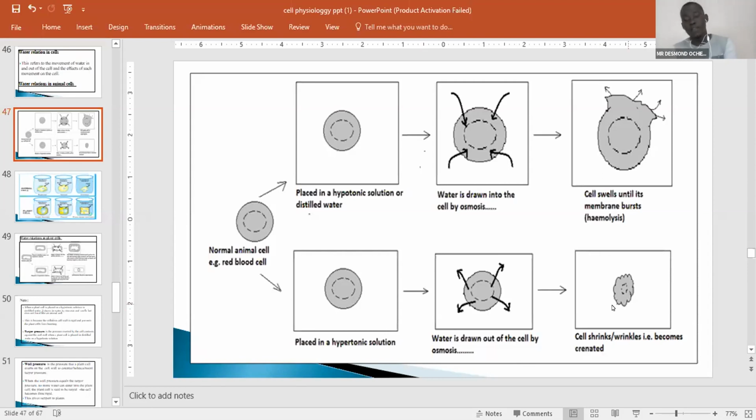And as you can see, the final appearance of this cell in the final diagram here, the cell shrinks or wrinkles and becomes crenated. That makes me talk of two important terms that we looked at. One, we looked at what is called hemolysis. And we also looked at another term called crenation. Now, hemolysis refers to the bursting of an animal cell when it is placed in a hypotonic solution. Crenation is the opposite of hemolysis, and it refers to the shrinking or wrinkling of an animal cell when it is placed in a hypertonic solution. And we have seen what leads to either hemolysis or crenation.